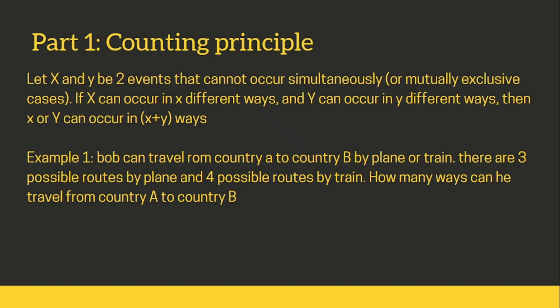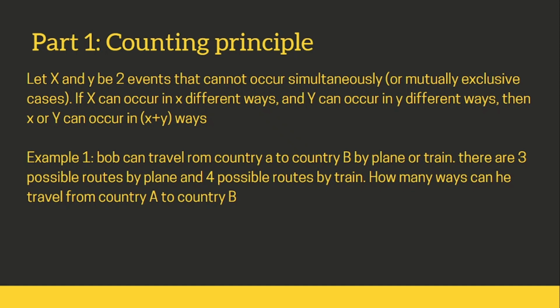And so the first part is counting principle, which as the name says is just about counting. So let x and y be two events that cannot occur simultaneously. So let's say there's like a stage 1 and a stage 2. If x can occur in x different ways and y can occur in y different ways, then the number of ways that x and y can occur is just x plus y.